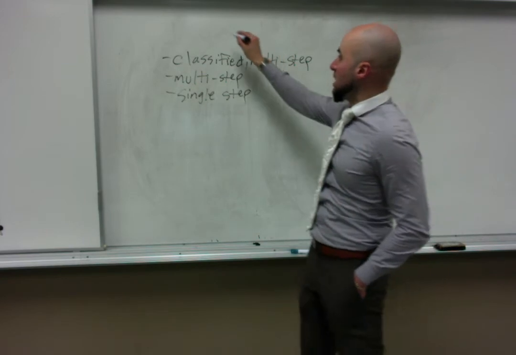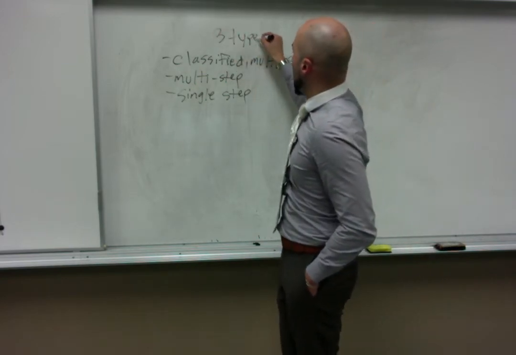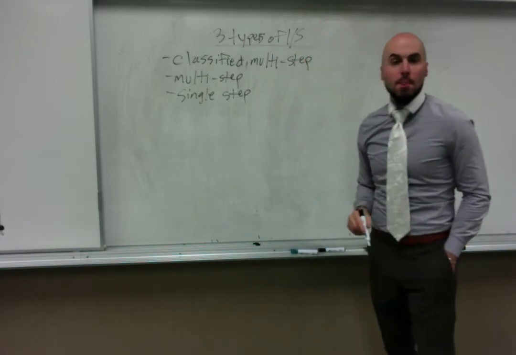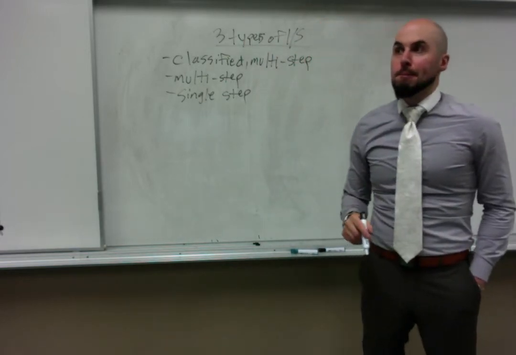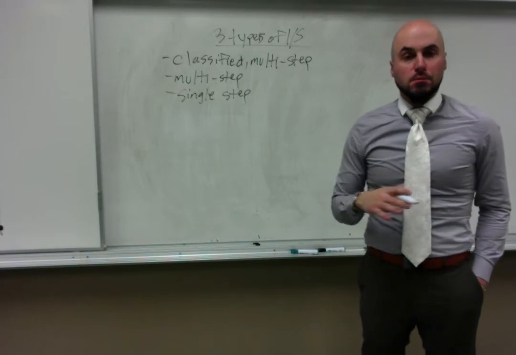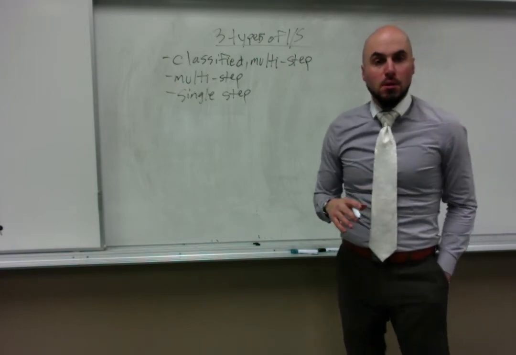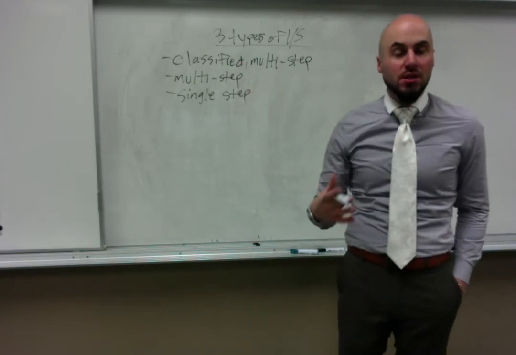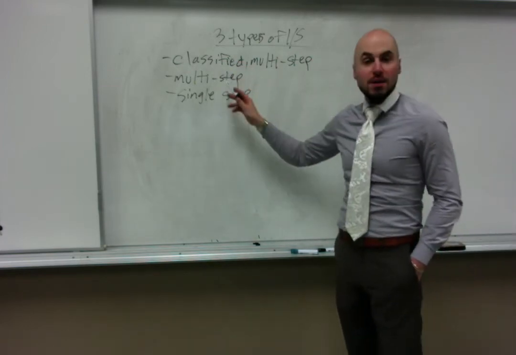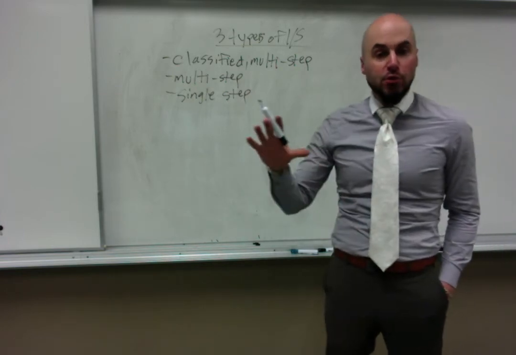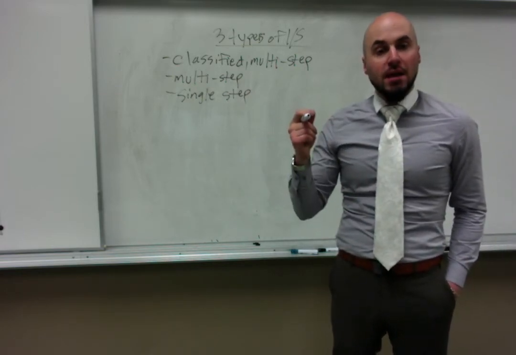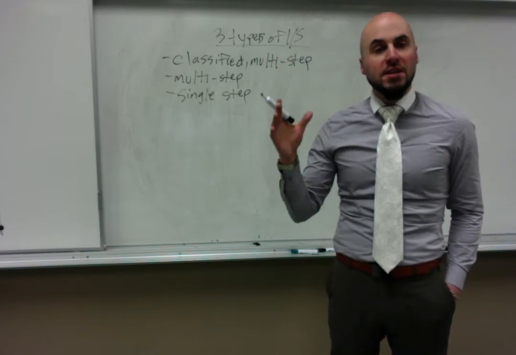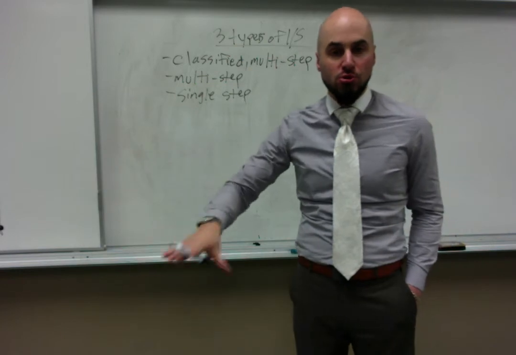These are the three types of income statements. Okay? And how they differ is the amount of information that they provide. Classified will be the most detailed out of the three. The most detailed and the one that is more privy to the internal users.